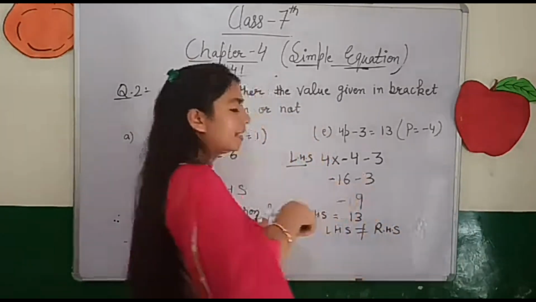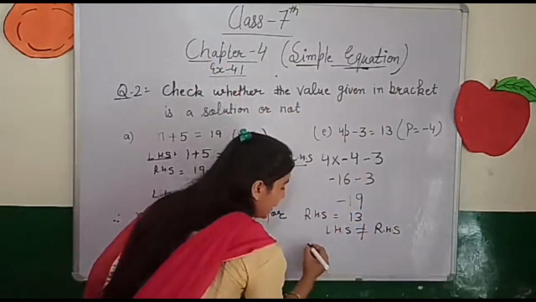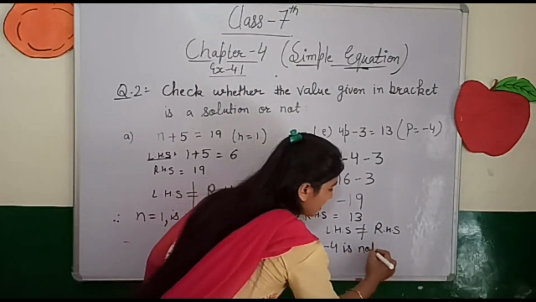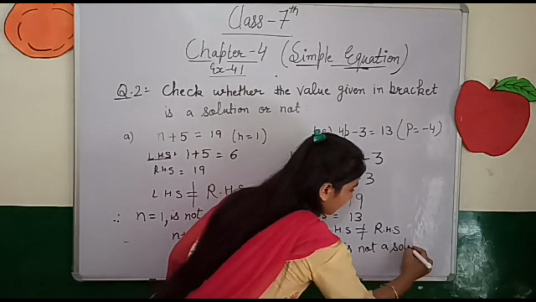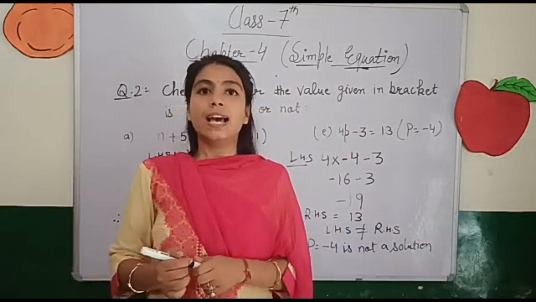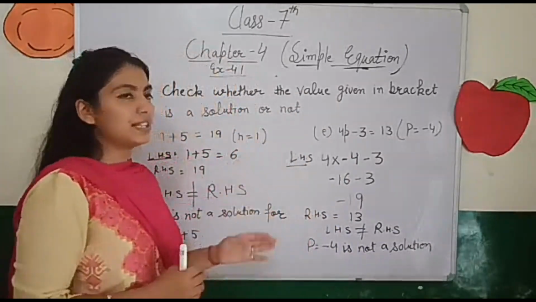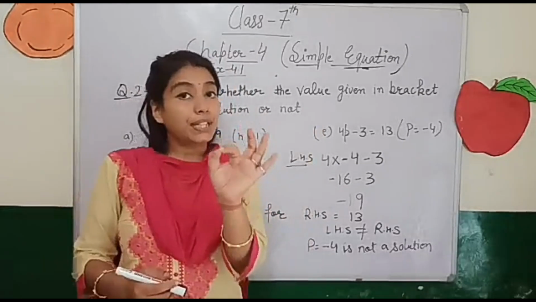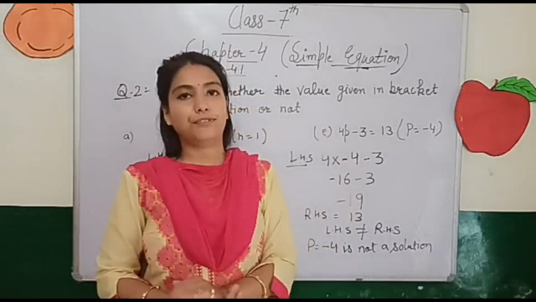It means p is equal to minus 4 is not a solution for 4p minus 3. I hope, students, you understood these questions. These questions are very simple, but you need to do the calculation carefully.